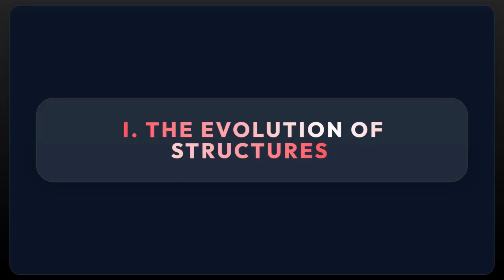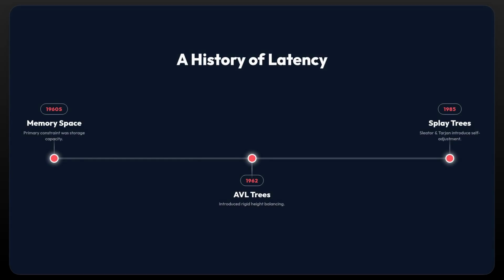Part 1. The evolution of self-adjusting data structures. To understand why splay trees exist, we must first understand the history of latency minimization. Data structure engineering is essentially a history of fighting latency. In the early days, memory space was the bottleneck. As hardware evolved, the bottleneck shifted to access speed. While rigid structures like AVL trees solved the worst-case search problem, they ignored a crucial reality. Not all data is accessed equally.